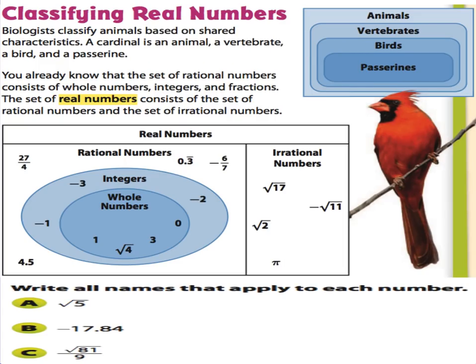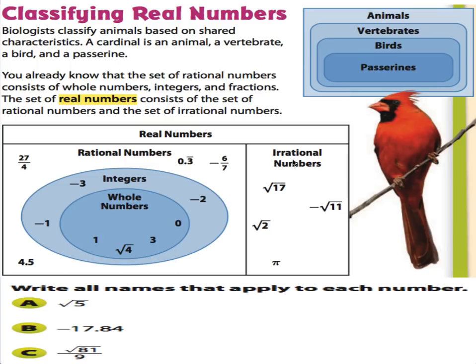Alright, so first we need to talk about what real numbers are. So we've talked about irrational numbers. We know that those are numbers that have decimals that go on forever without repeating. Well, real numbers are what both rational numbers and irrational numbers fit into.